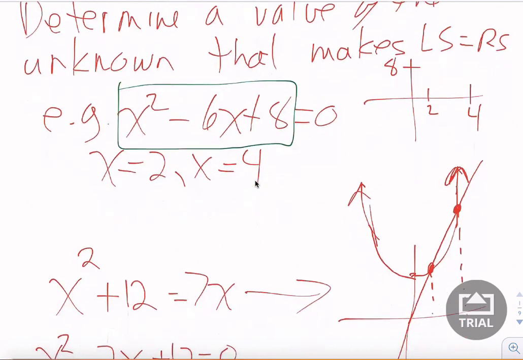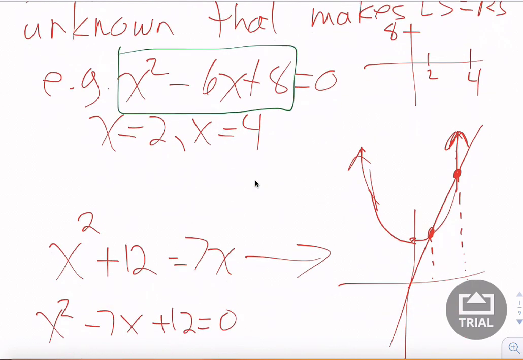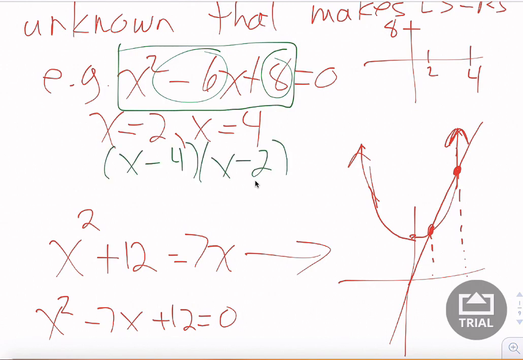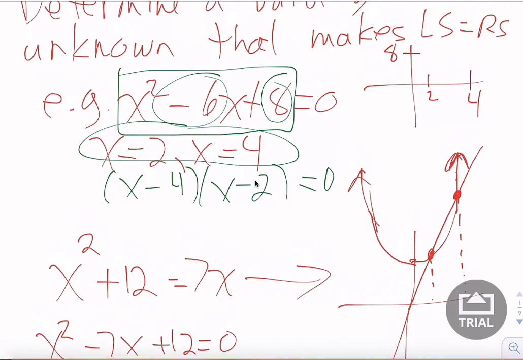In this case, x squared minus 6x plus 8, and you might remember this from last year, it's one of those product and sum ones, right? You need two numbers that multiply to 8 and add to negative 6, and you'd end up with x minus 4, x minus 2 equals 0. But I'm not worried about that right now. The two numbers that work to make the left side and the right side equal are 2 and 4. So that's what it means. Those are called the roots of the equation.